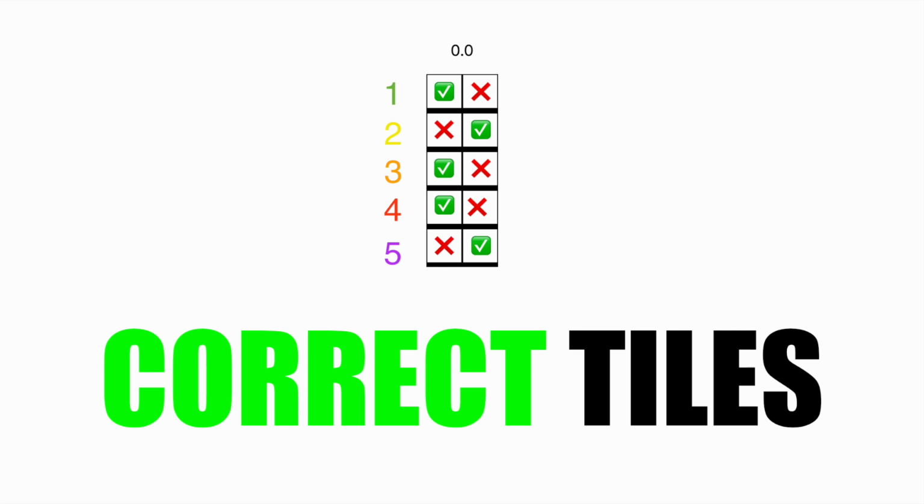Oh, and one more thing. The correct tiles are randomized each game. Simple rules to you and me, but the speedrunners out there, they are already scheming.